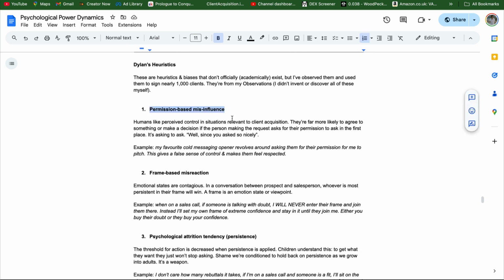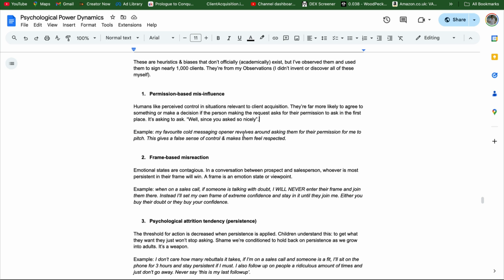Number 1. Permission-based misinfluence. Humans like perceived control in situations relevant to client acquisition. They're far more likely to agree to something or make a decision if the person making the request asks for their permission to ask in the first place. It's asking to ask. Well, since you asked so nicely, right?